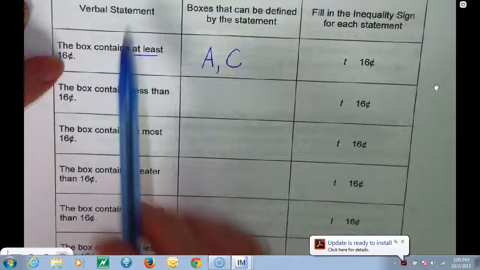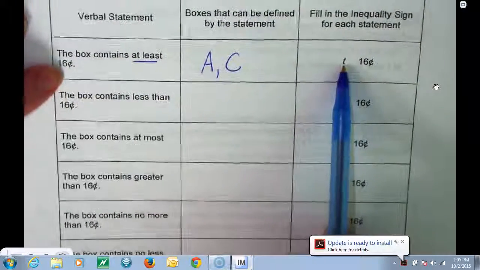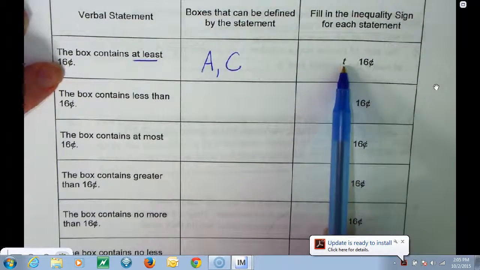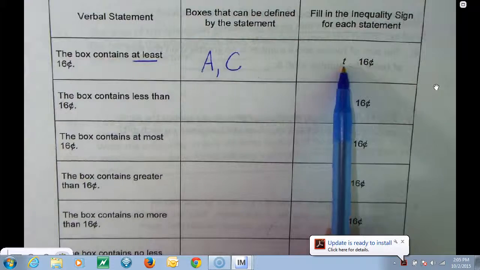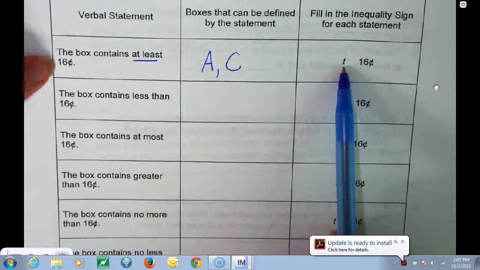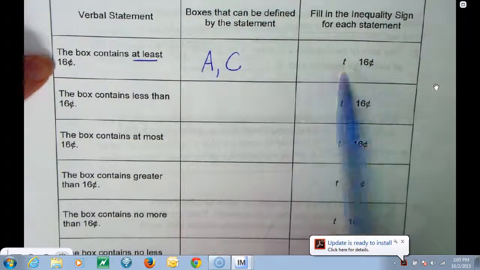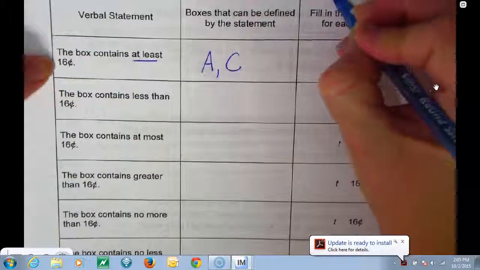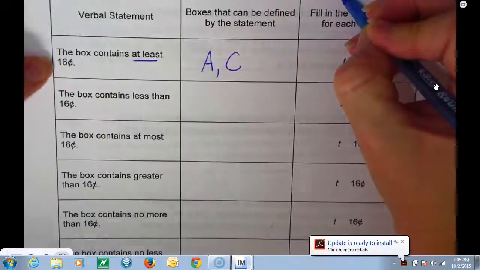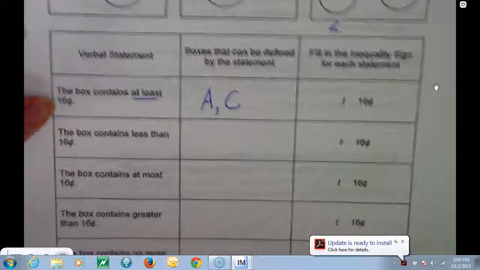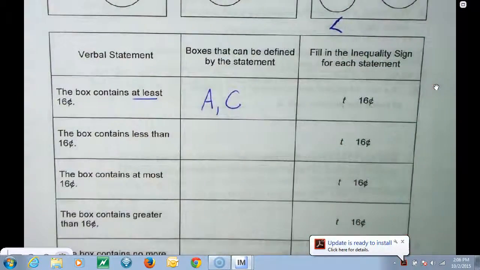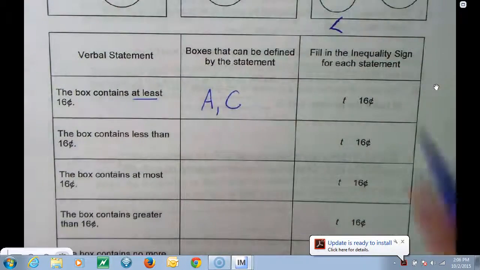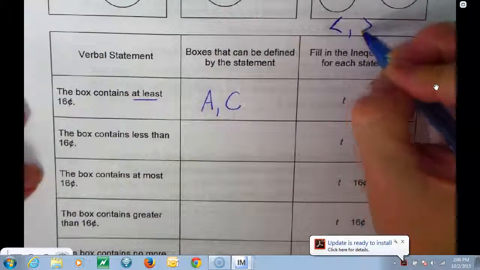So that money that's in these boxes, we're going to use what we call an inequality sign. We're going to use inequality signs on this, not equal signs. Here they are. Less than, that's less than. And look, it looks like an L, like a laid down little L. That's less than. Greater than.